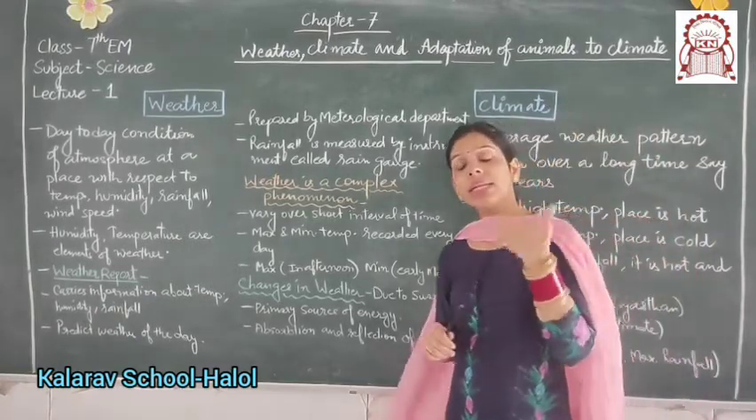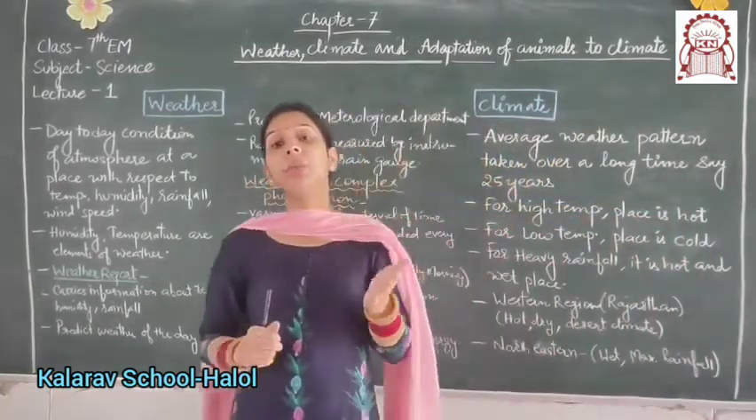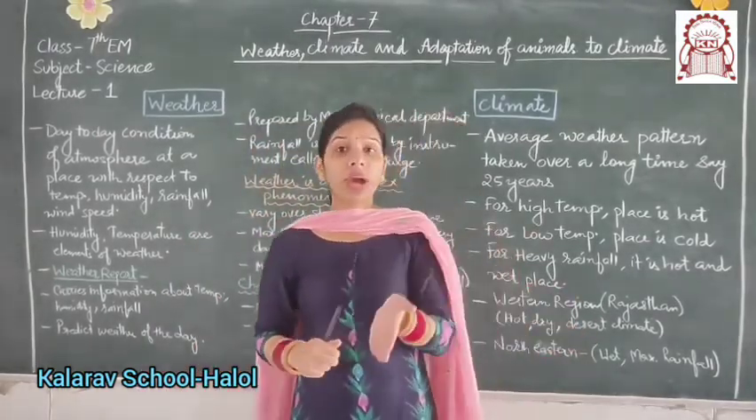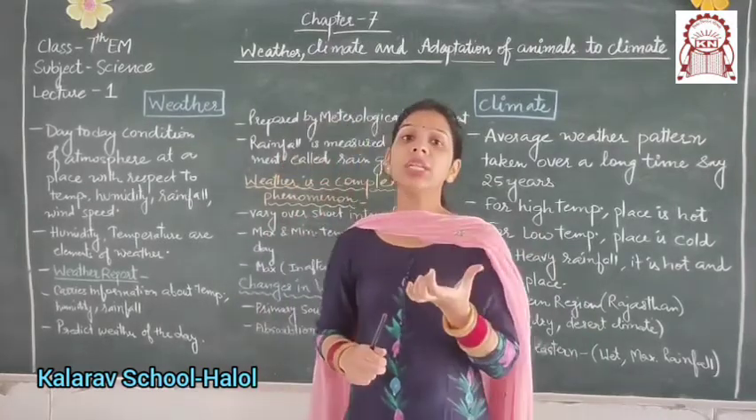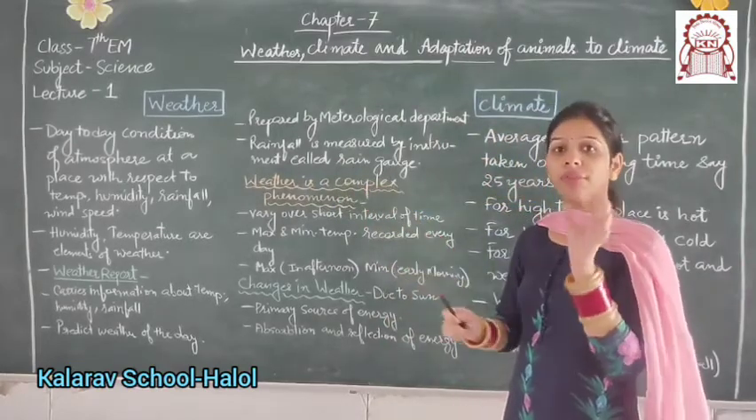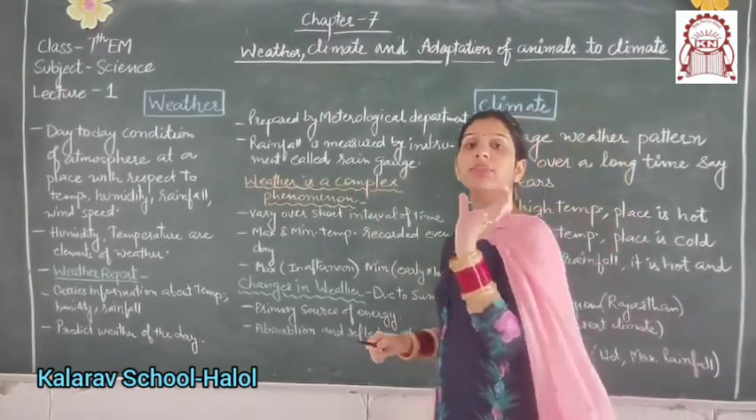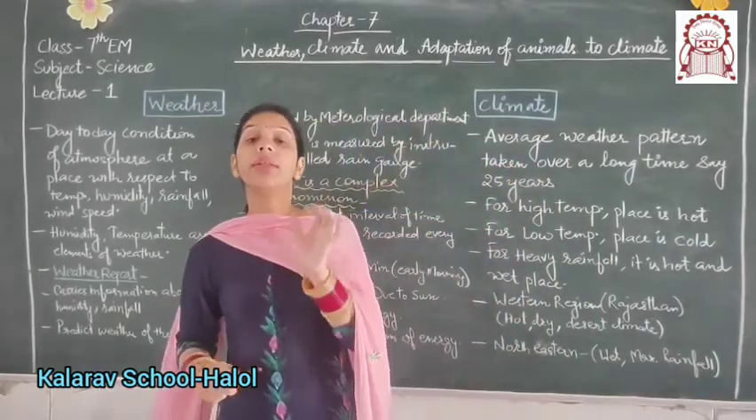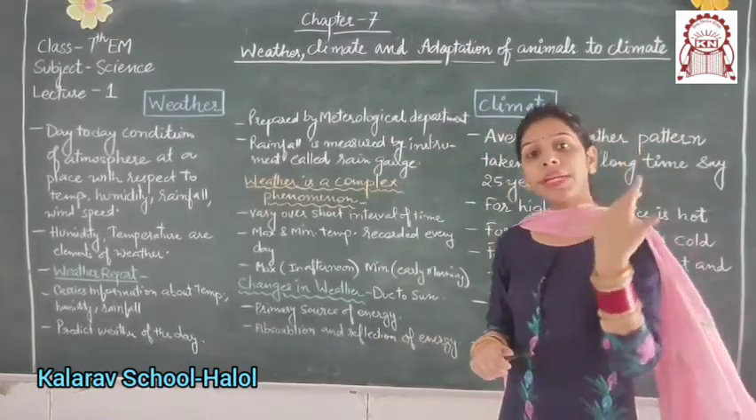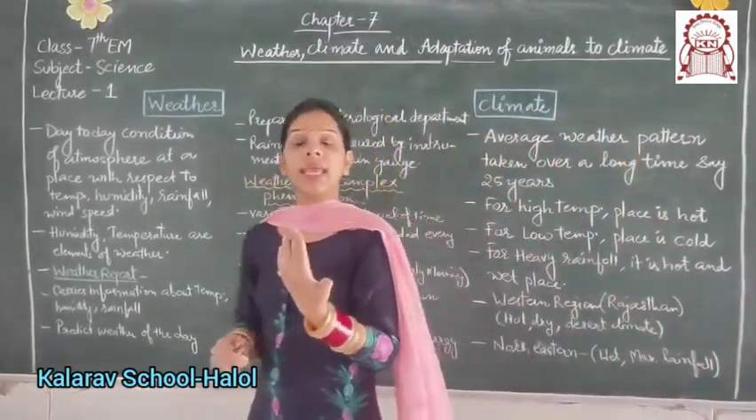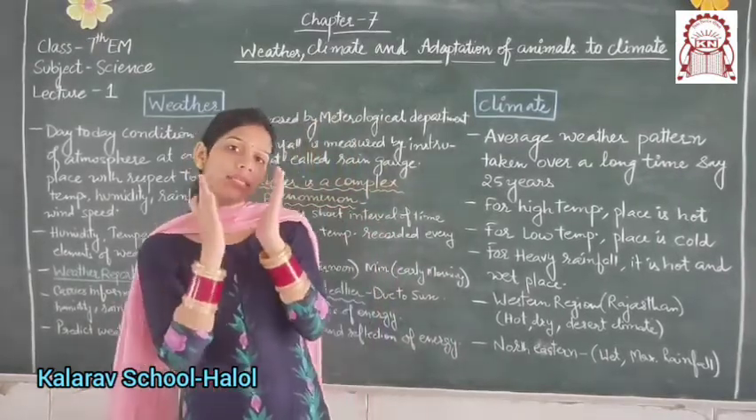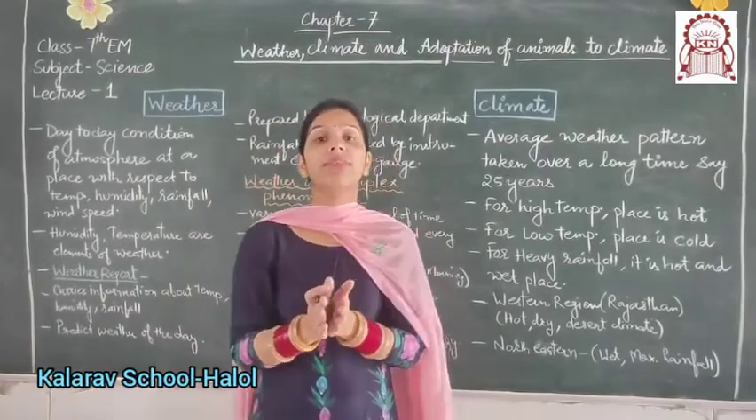There are different elements that can be measured by the government of India, that is the meteorological department. Rainfall is measured by a special instrument that is called a rain gauge. You have to note that point. Rainfall is measured by an instrument called a rain gauge. A weather report predicts the weather of the day. In the weather report, the information about what type of weather a day has is given.